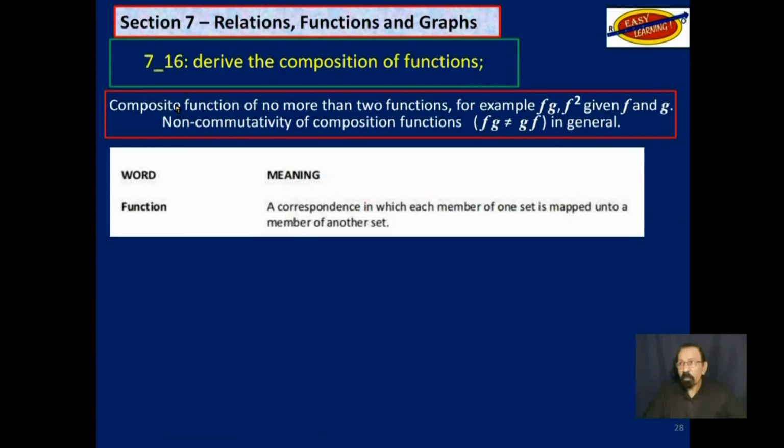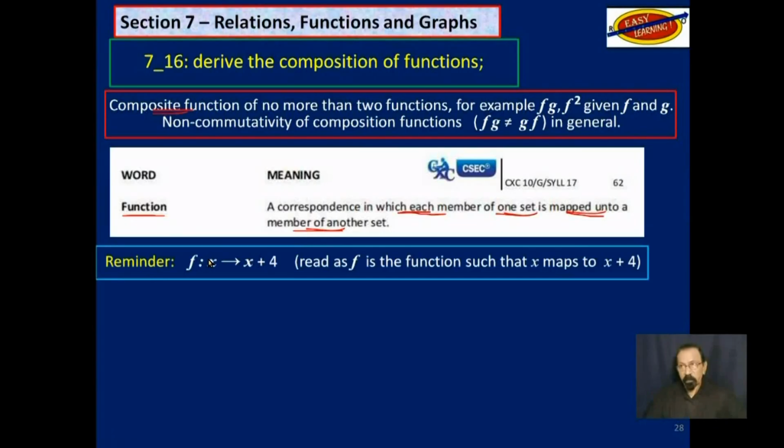So, what do we mean by composite function? First of all, what is a function? As your syllabus points out, a correspondence in which each member of one set is mapped onto a member of another set. Now that is a function. So this is a reminder. If f is the function such that x maps to x plus 4, so that there will be the domain, and this here will be the range.